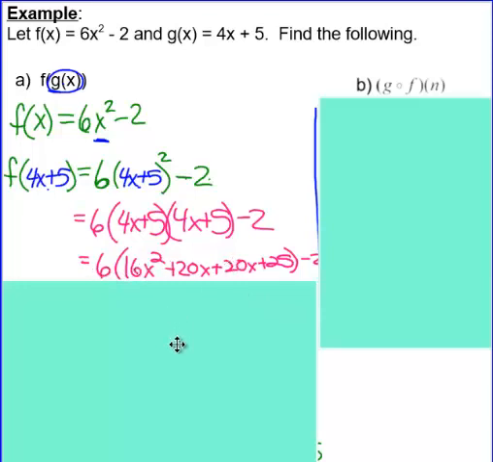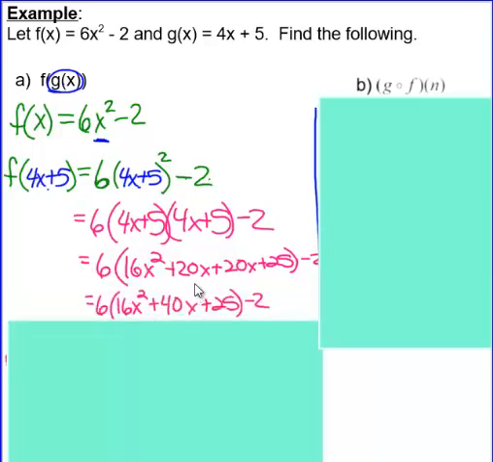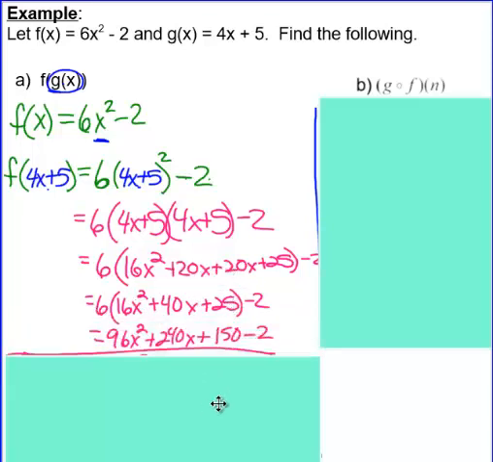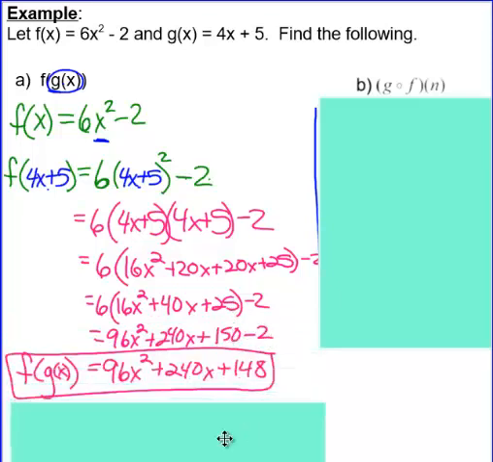Combine like terms. So that would be the 20x and the 20x. So we combine that. And then distribute your 6. And again, combine like terms here at the end, the 150 minus 2. So we get 96x squared plus 240x plus 148. Okay, so that is f of g of x.